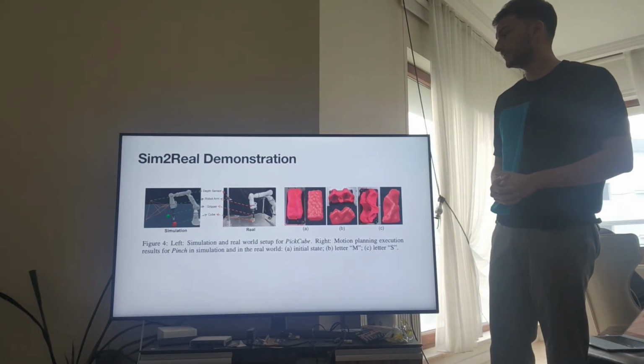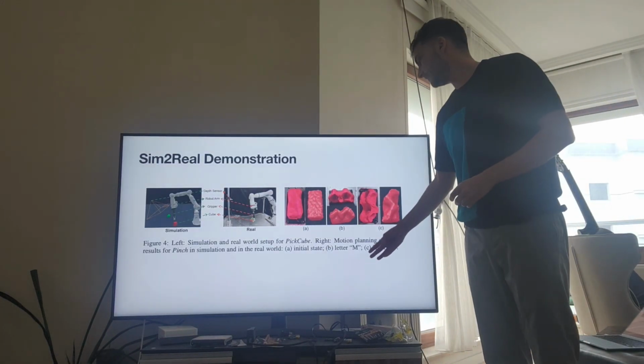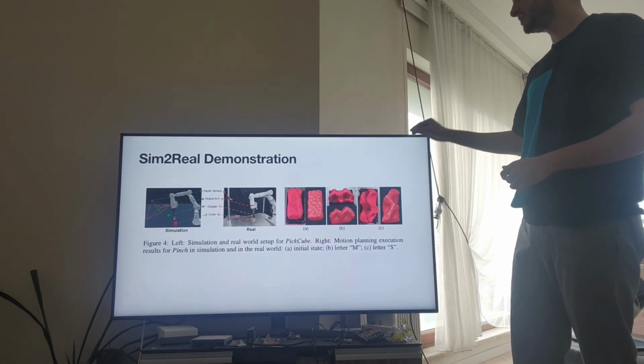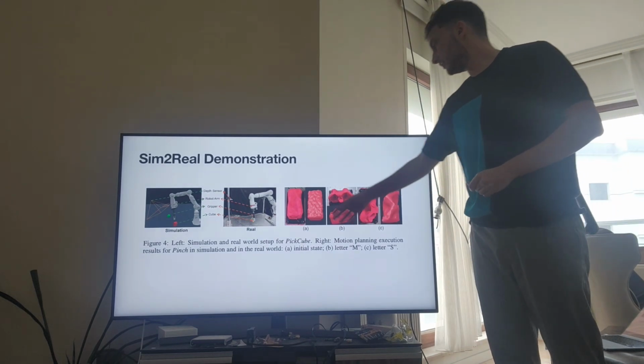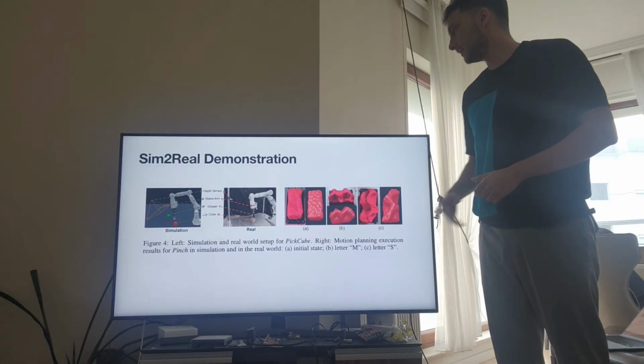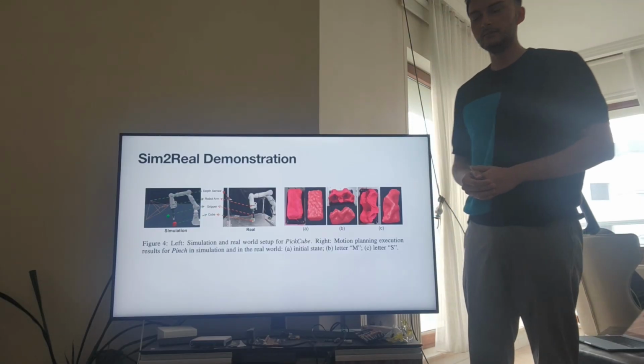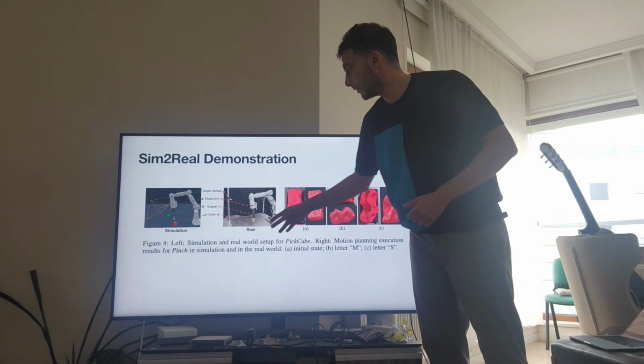As you can see from the Sim2Real demonstration, on the left side is the simulation and real setup for PickCube, and on the right side we see the motion planning execution results for pinch in simulation and in the real world, and you can see the initial state and the latter state. So it gives a promising output on how to use it in real-world cases. As you can see, this is the real-world robot.